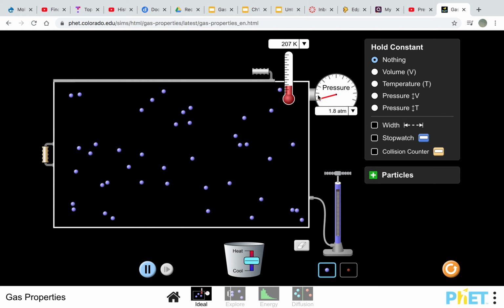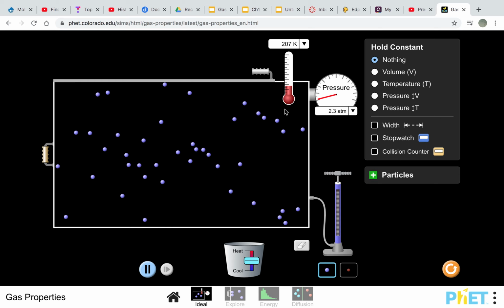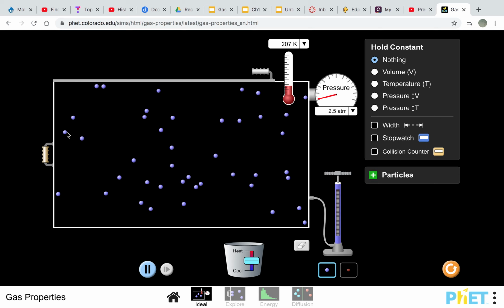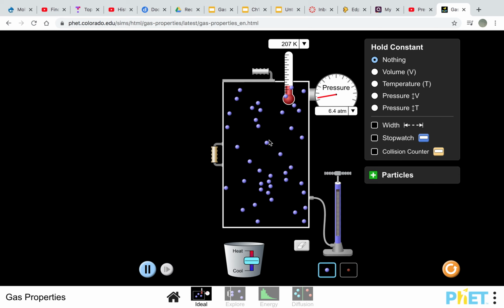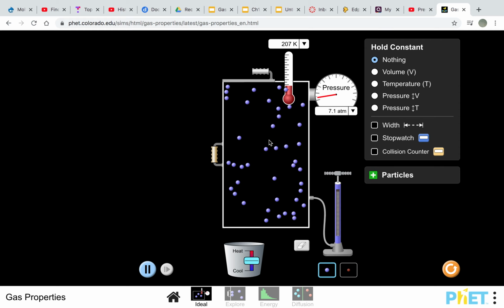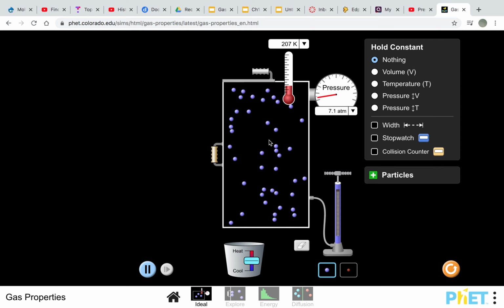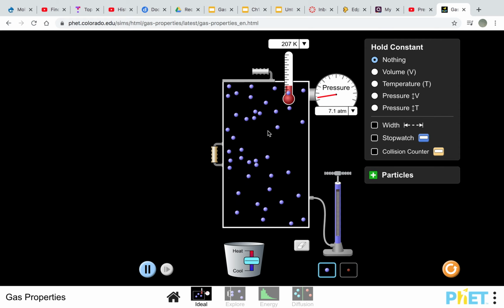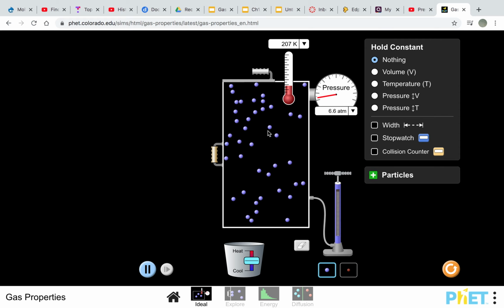Tink, tink, tink, tink. That'd be kind of the number of hits, but if I decrease the volume, we can say tink, tink, tink, tink, tink, tink, tink, tink. It's hitting more often, this diaphragm, because there's just less space for those gas molecules to be expressed in.